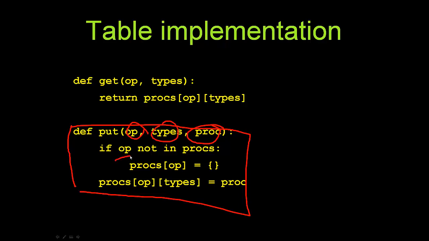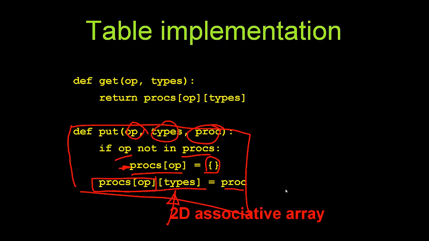Okay, we check whether op is in the procs. Procs is actually the dictionary of dictionaries, right? Now, if it's not inside, then we create a new dictionary for op. Okay, it's empty. And what we do now is that this thing is now created, right? So we will just basically add prop to the prop dictionary using types as a key. Okay, so this is what we also call a 2D array.